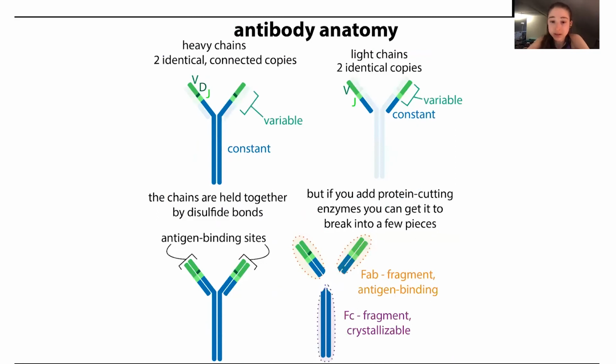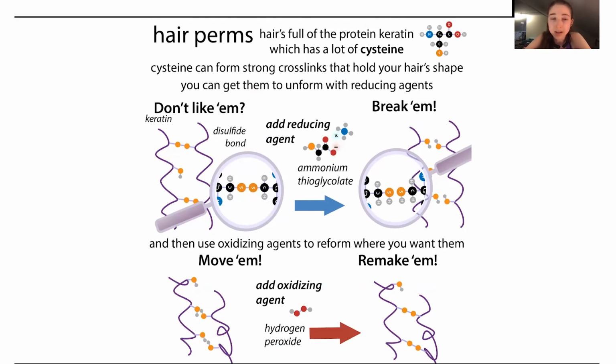But sometimes these crosslinks can have important functions, such as in antibodies, where the crosslinks are actually holding together the different chains of the antibody. Before I end, let me talk more about that hair stuff. So basically, your hair is full of this protein called keratin, and this keratin protein has a lot of cysteines. And these can form crosslinks between the strands, and this can make the hair kind of curly.